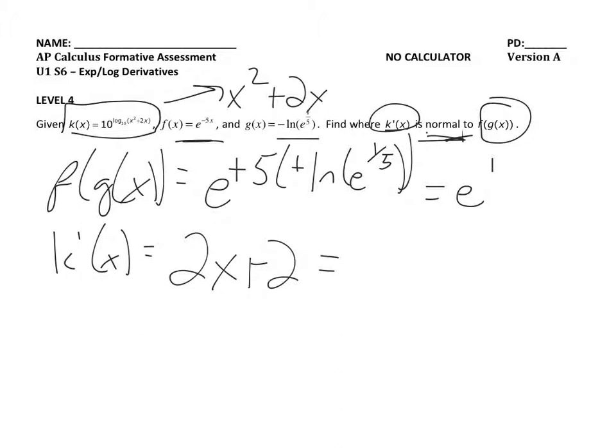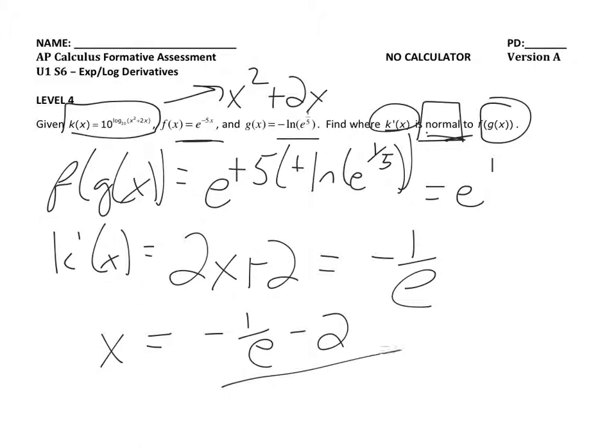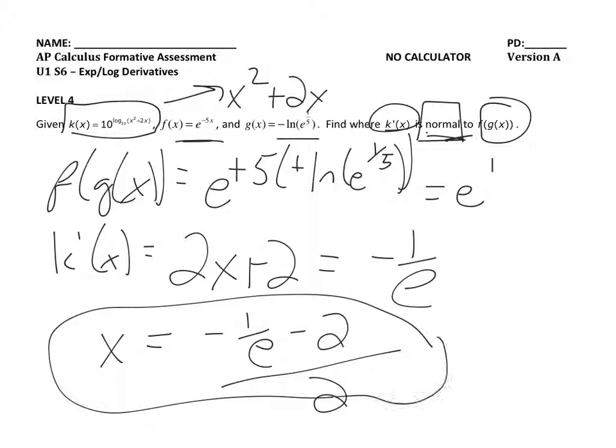Equal to, since it's normal, the negative reciprocal, negative 1 over e. And now I'll solve for x. Negative 1 over e minus 2, all that divided by 2. So that problem looked really rough. But once I just focus on those keywords, I see it's actually not bad at all.